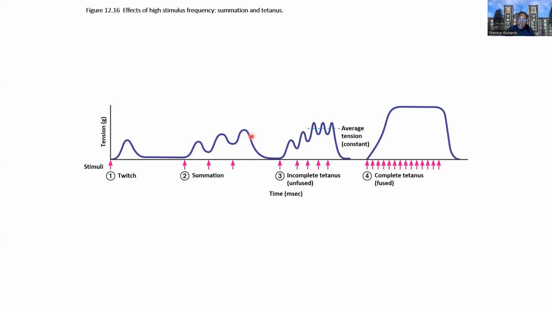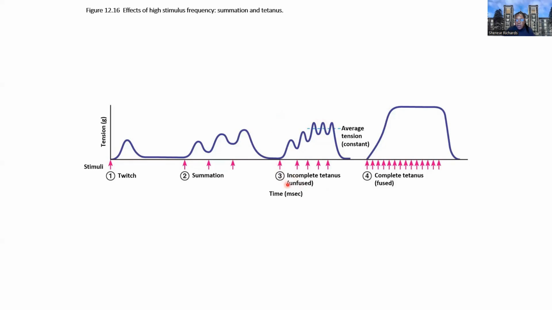The reason for this is that calcium is still in the sarcoplasm. As we can see, the force does not go to zero in between each of these individual contractions. Because there's still calcium in the cytoplasm, the calcium is still bound to troponin. There's still some cross-bridge cycling happening in between these contractions, and then the next contraction just sort of compounds that.